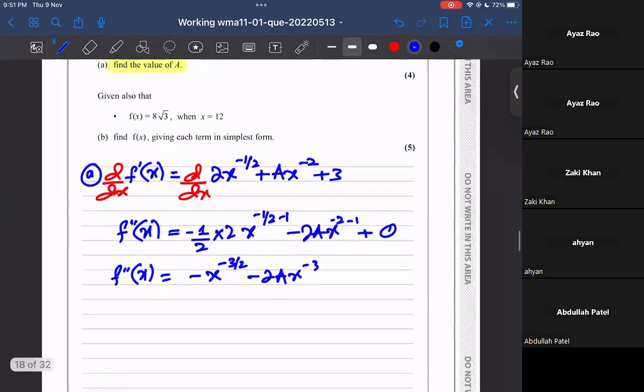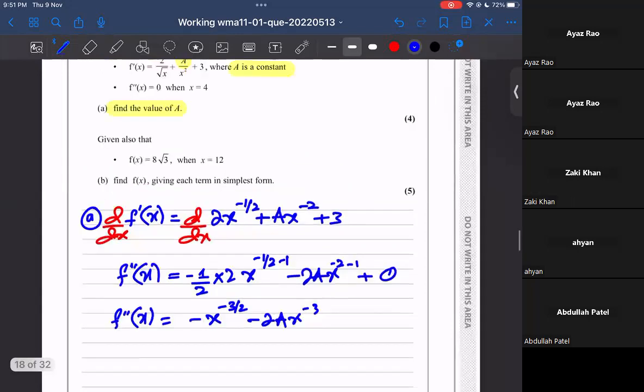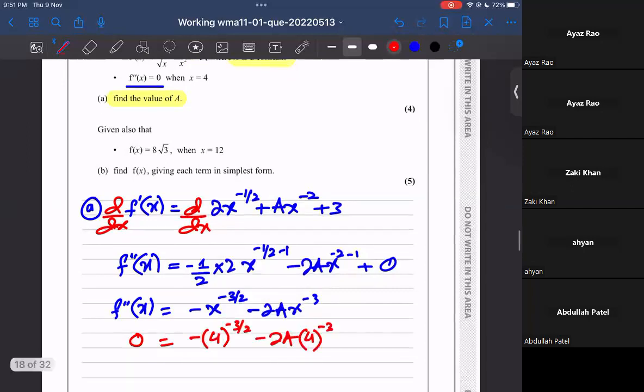Now they are saying the second derivative is 0. The value of the second derivative is 0 when I put the x value as 4. I put the value of x equal to 4 now. The second derivative is 0.